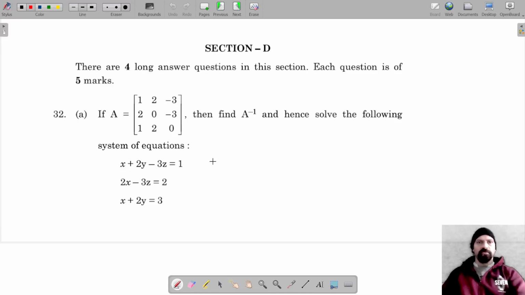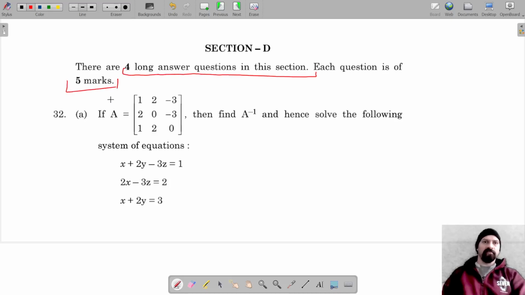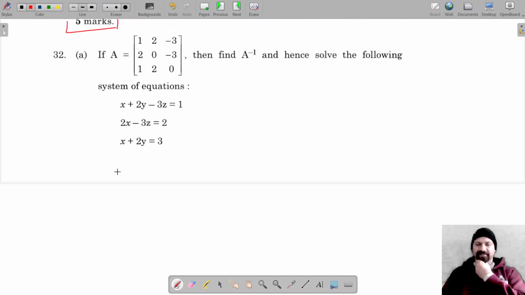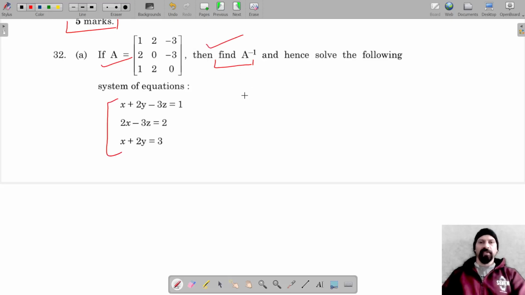Okay, for the next question, there are four long answer questions in this section, and each is of 5 marks. This is the first part of question number 32, and A is a square matrix of order 3. We have to find A inverse and hence solve the following system of equations. So first of all, let's find A inverse. We know that the formula for A inverse is adjoint of A by determinant of A, so we have to find the determinant of A and the adjoint of A.